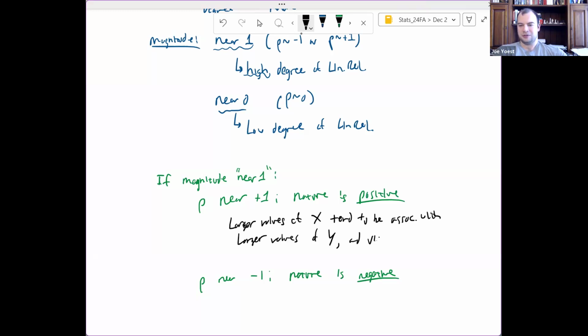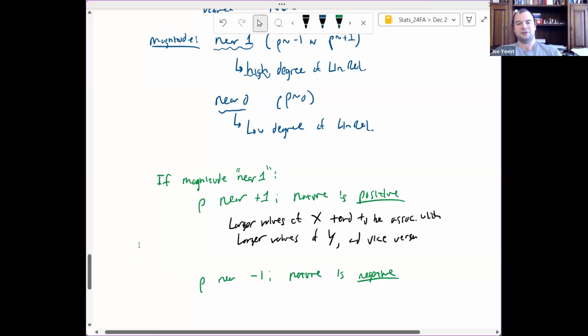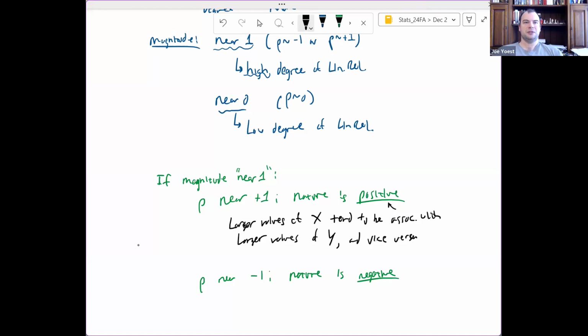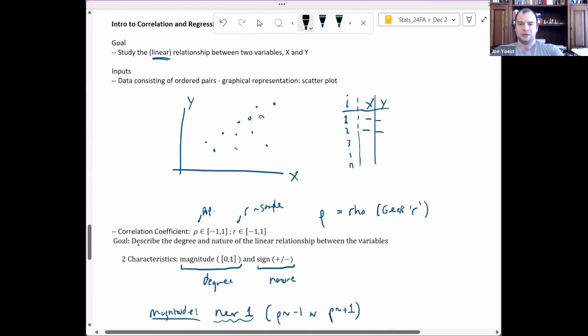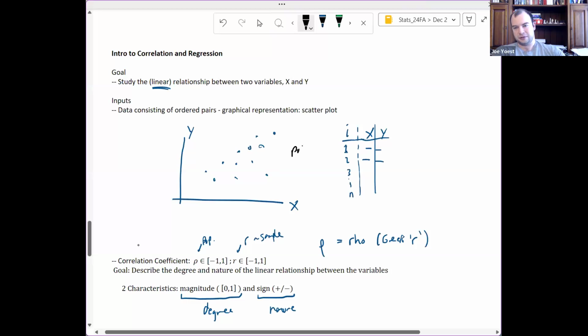Is it vice versa? I don't know. We'll write it that way. That might be the wrong way to say it. So larger values of x tend to be associated with larger values of y, and smaller values of x tend to be associated with smaller values of y. It's positive in the sense that the relationship is the same way, right? So this would be like a positive relationship, height and weight, because people who tend to weigh more tend to be taller, and people who tend to be taller tend to weigh more.